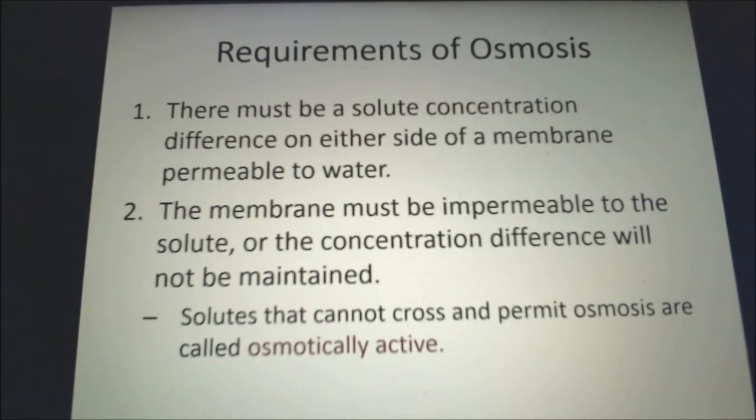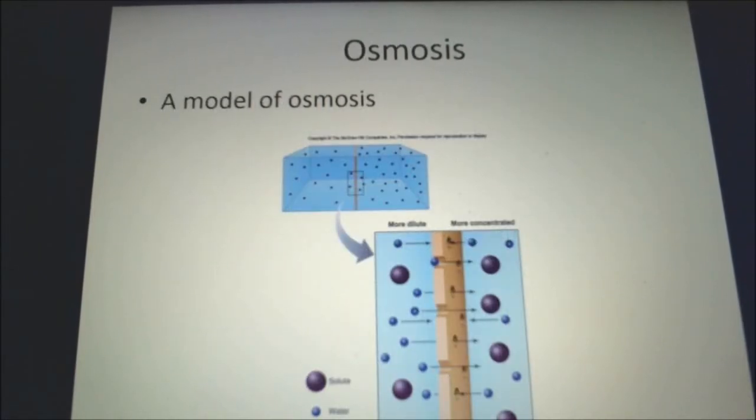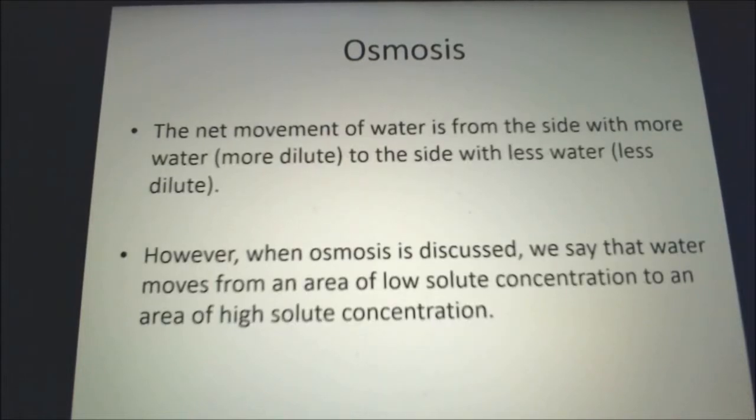For osmosis, you've got a solute concentration difference on either side of the membrane, and the membrane must be permeable to the solvent. Osmosis is the net movement of the water, or the solvent, not the solute.